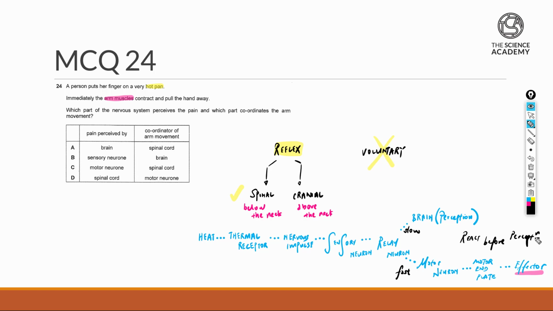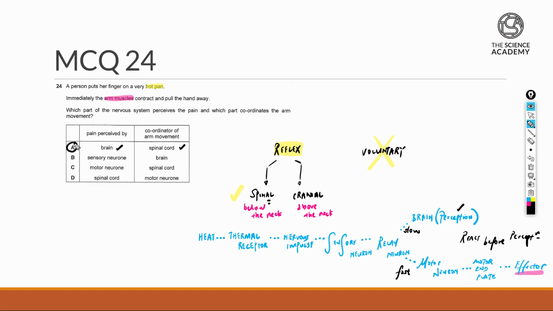So the part of the nervous system that perceives the pain is going to be the brain. The brain, again, is for the perception of the pain, but the coordination of the arm movement is being done via the spinal cord here, because this is a spinal reflex. The spinal cord itself initiates the action. Alright, so the answer for this question here is A.